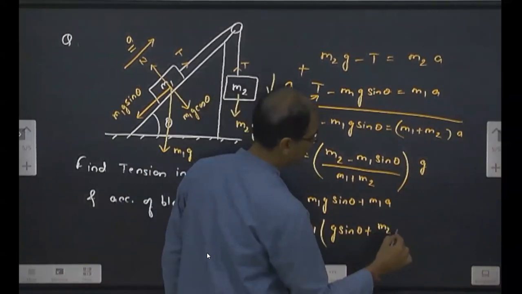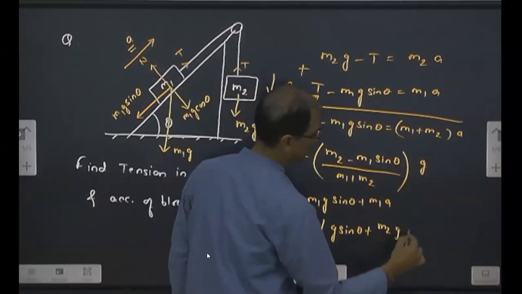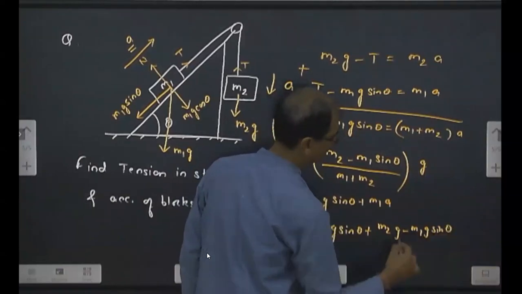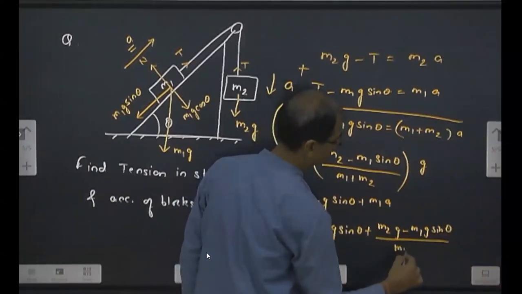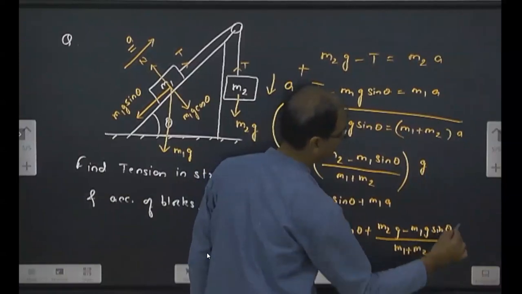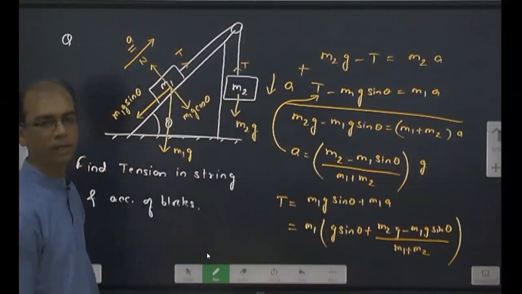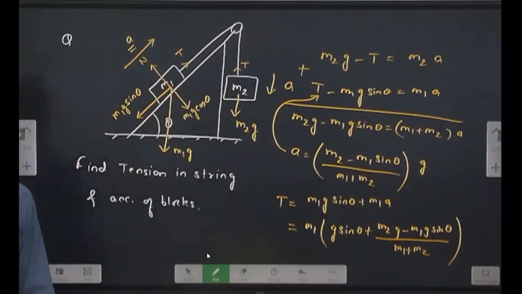m2g minus m1g sine theta by m1 plus m2. We have to solve this. Okay, first you note this, we'll solve it and get the answer then. Any doubt so far, whatever I have done? No, sir. Okay, great. Note it.